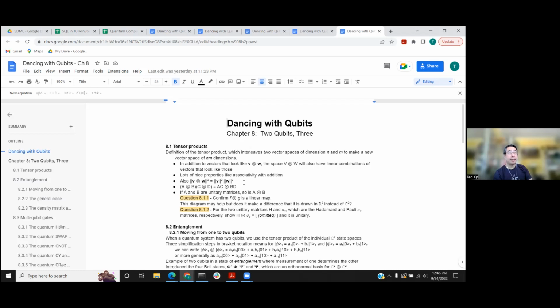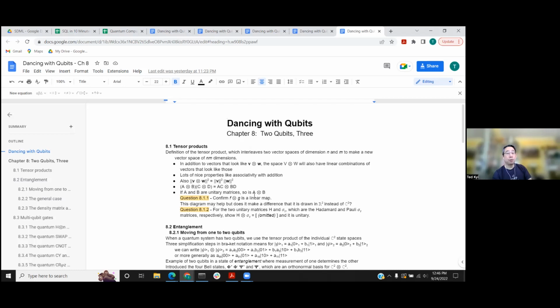So if A, B, C, and D are matrices, they could be of any size. You can assume 2 by 2 for the purpose of this, but they could be anything. Then (A tensor B) times (C tensor D) is going to be the exact same thing as A times C, tensor product with B times D.